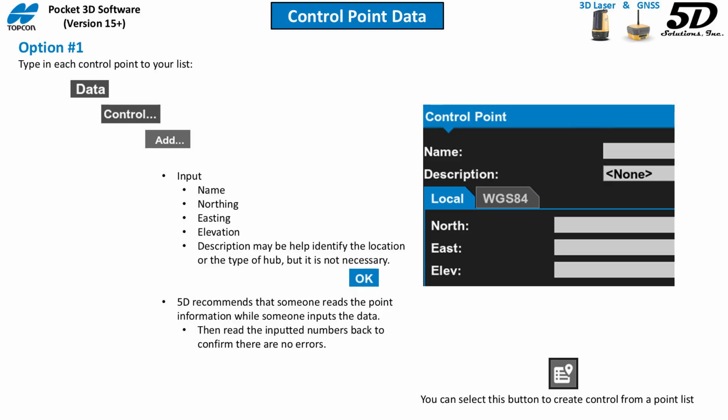In rare cases, you may have points in the project that you can use for control. In that case, select the Point List button to locate the point you wish to use versus typing it in.